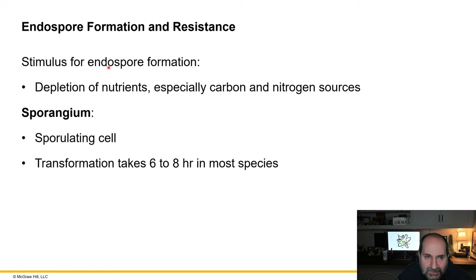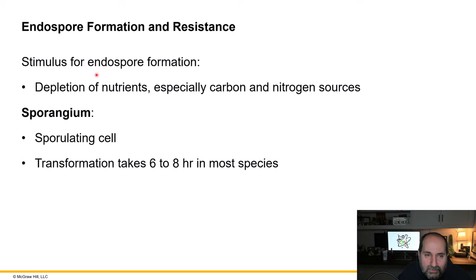And what causes the endospore to form? Usually it's a depletion of nutrients. So nutrients dip. There is a depletion of nutrients, especially carbon and nitrogen sources. If these bacterium, remember, only the bacterium in the genus Clostridium or the genus Bacillus, if these bacterium are lacking in these carbon sources or nitrogen sources, they can undergo endospore formation.